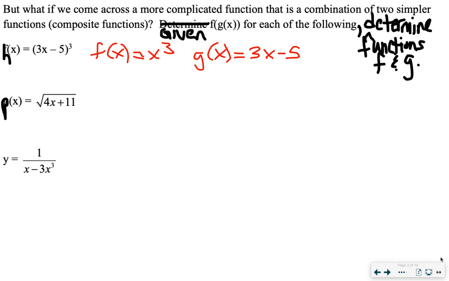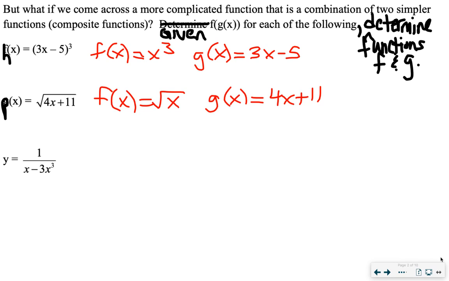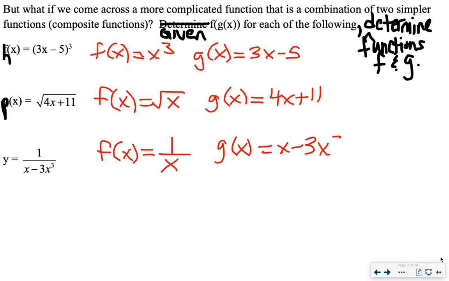Right, so for p of x, my outside function is that square root, and my inside function is my 4x plus 11. Right, for y there, my outside function, my f of x, would be 1 over x. And my inside function would be the x minus 3x cubed. Right, so it's remembering our composite functions that we took a look at last lesson.